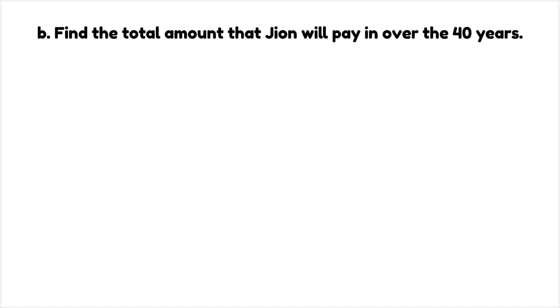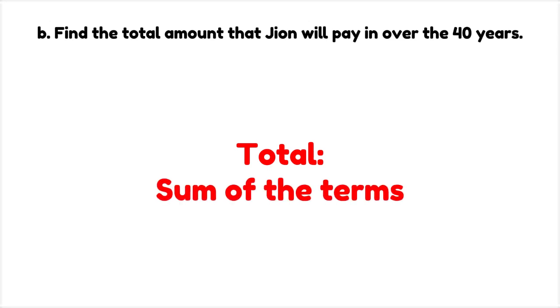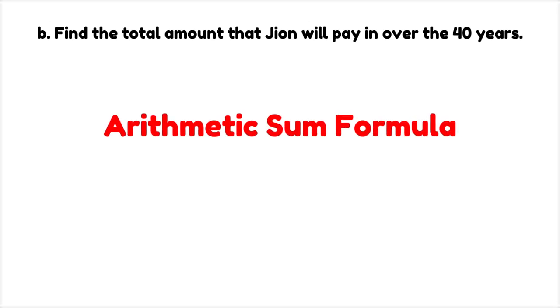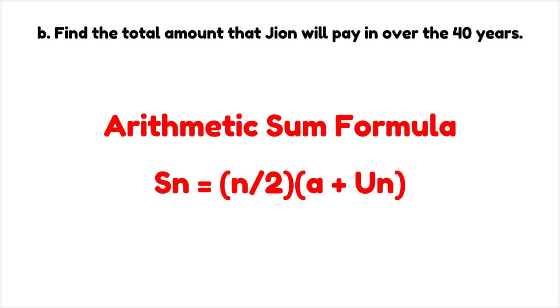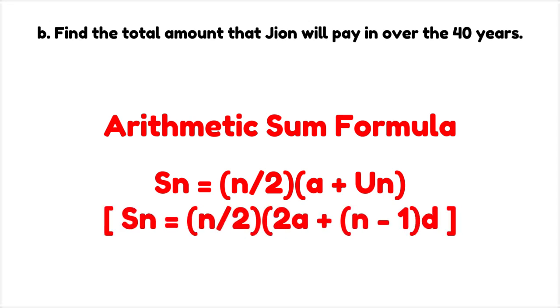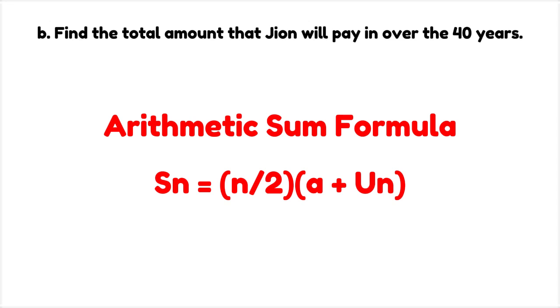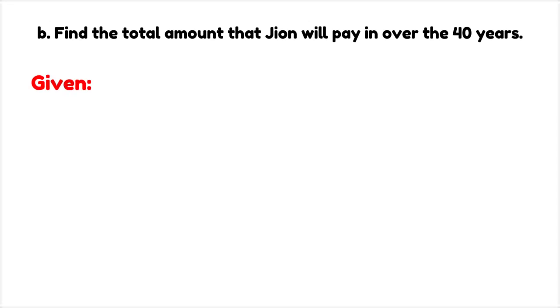Next question. Find the total amount that Jian will pay over the 40 years. In this question, we need to find the total, which means we need to sum up all the money Jian paid for 40 years. The formula for the summation of an arithmetic sequence is Sn equals n over 2 multiplied by (a plus un). There is another formula for the arithmetic series, but we'll just use this formula because we already found the un in the previous question, which is 2,450 euros. As mentioned before, the a value would be 500 euros and the n would be 40 years.